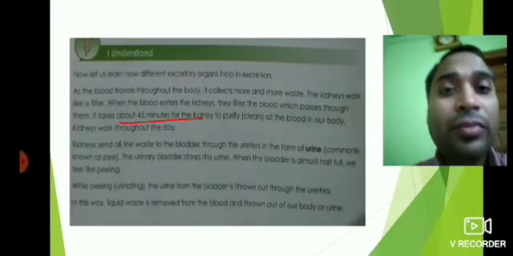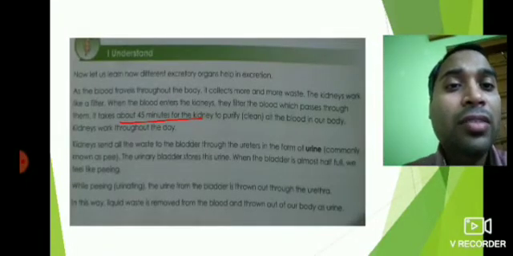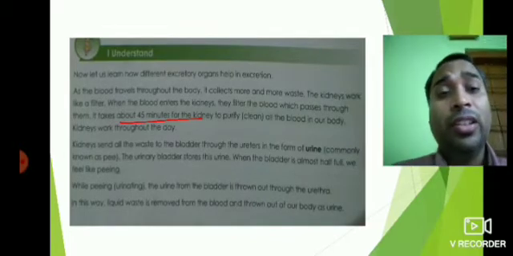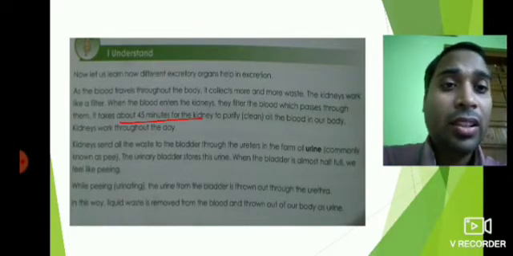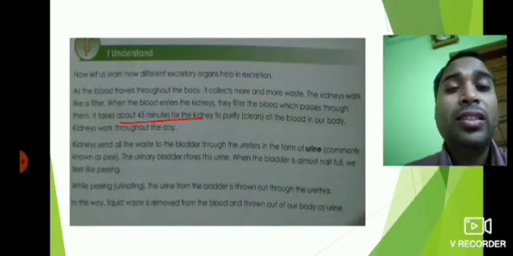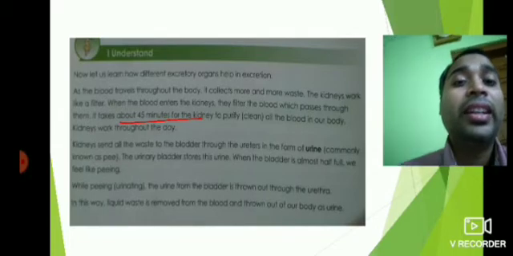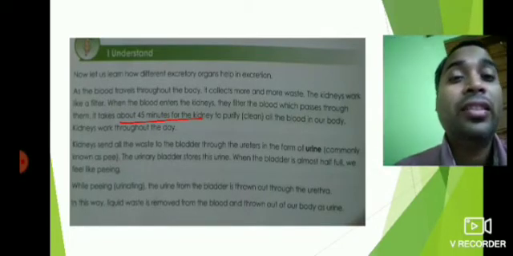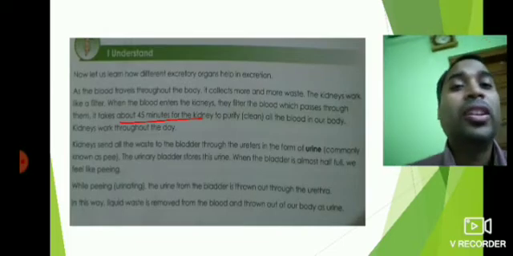Now, kidneys send all the waste to the bladder through the ureters in the form of urine. The urinary bladder stores this urine. When the bladder is almost half full, we feel like peeing or urinating. So this is how the human excretory system works, and this is how the kidney purifies the blood and then removes the unwanted things from our body.